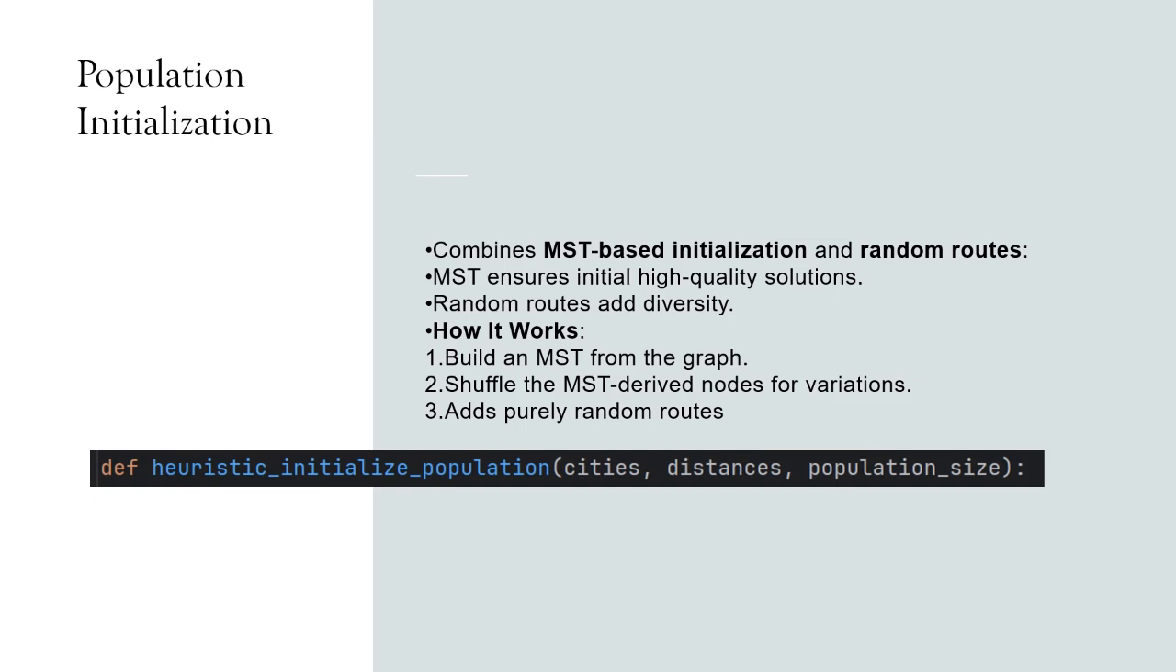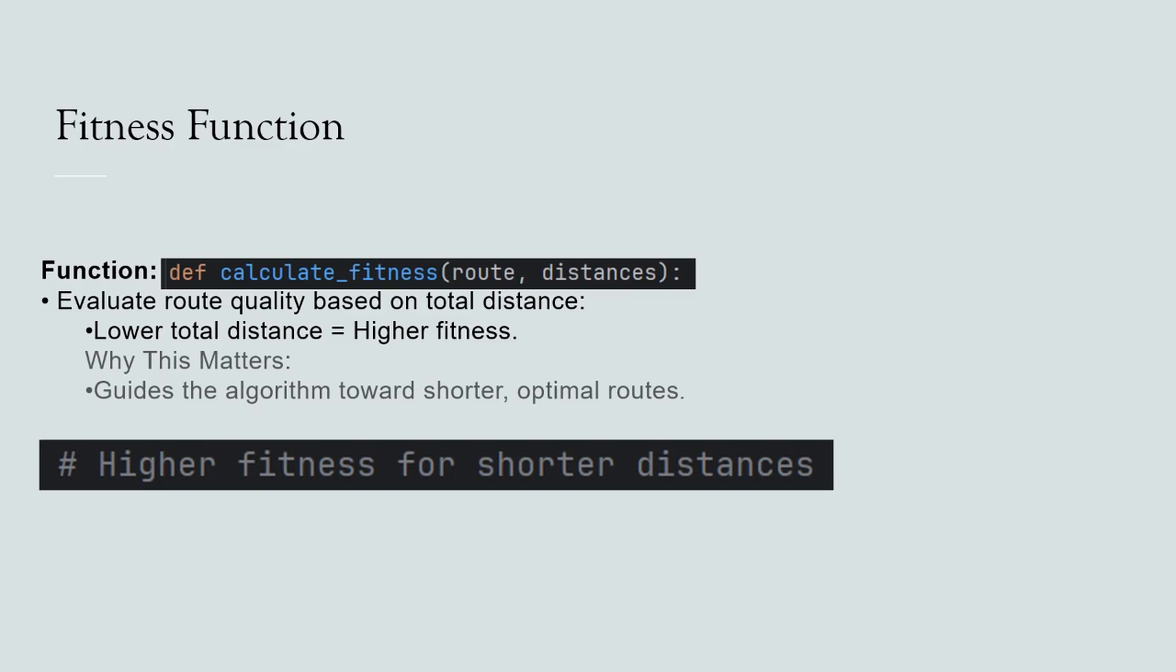Okay, so population initialization, combining MST-based initialization and random routes. MST ensures initial high quality solutions from the beginning, and random routes add diversity. And the way it works is it builds an MST from the graph, shuffles the MST-derived nodes for variations, and adds purely random routes. And here's the function I had defined: heuristic initialization, with population, cities, distances, and population size.